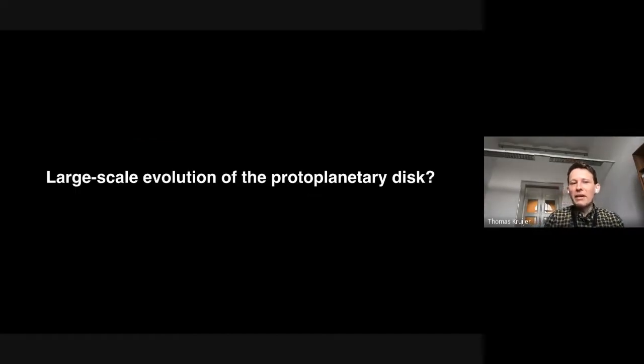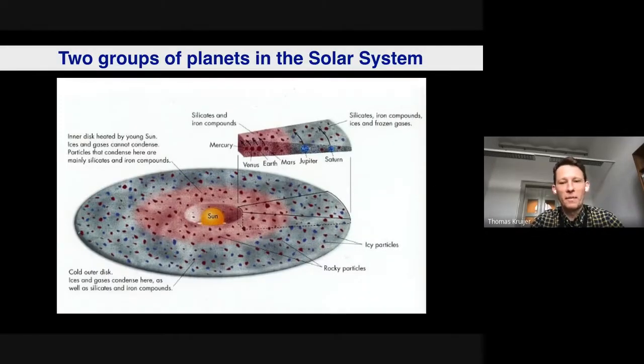So what can meteorites now tell us about the large-scale evolution of the protoplanetary disk? And for this, we need to add the second ingredient that we can learn about. And this is the genetic heritage of meteorites.